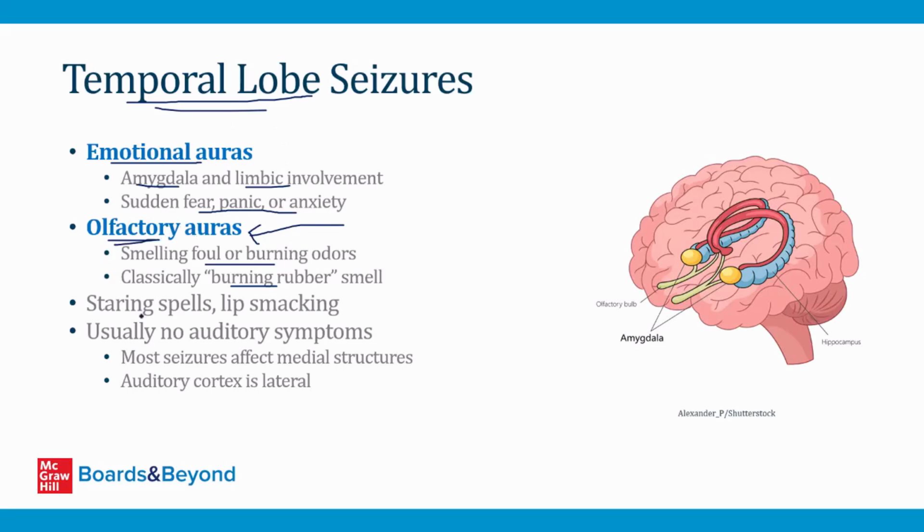And then other symptoms you can see are things like staring spells, where patients sort of blank out. Lip smacking is another classic feature. Usually there aren't auditory symptoms, even though the auditory cortex is in the temporal lobe. That's because most of these seizures affect the medial structures, and the auditory cortex is a lateral structure. But anyway, after talking about the amygdala and the olfactory cortex, hopefully you can understand why these features here are what you might see in someone who has a temporal lobe seizure or temporal lobe epilepsy.